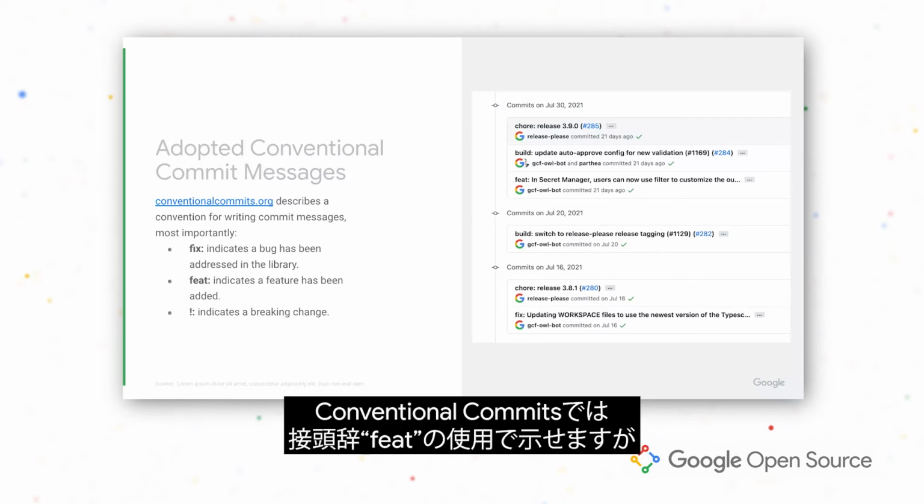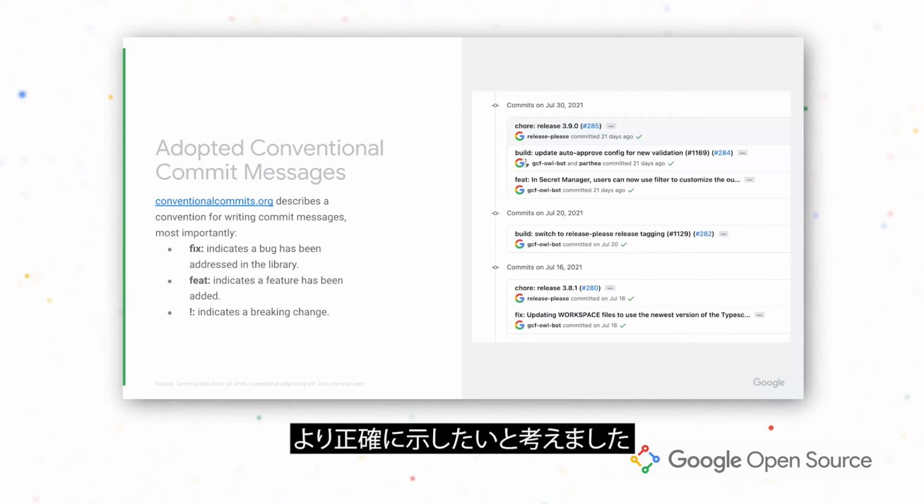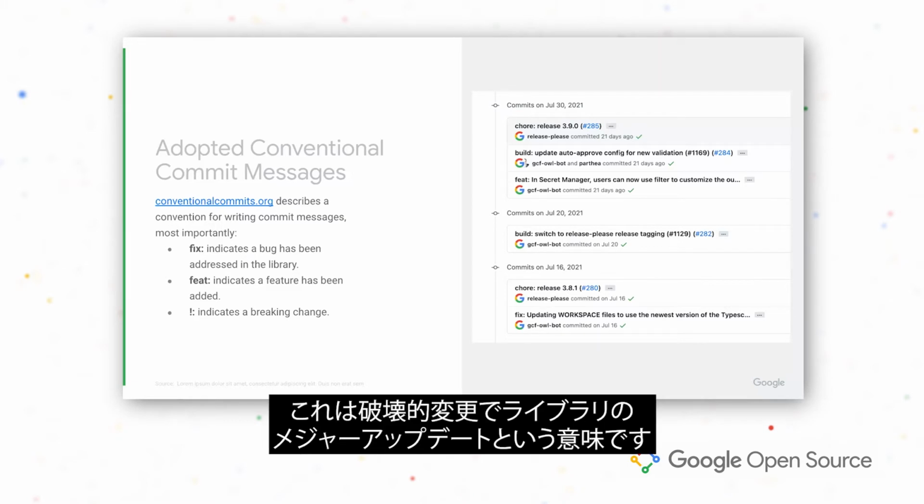Conventional commits allows you to do this with the prefix feat. And we wanted to more accurately indicate when breaking changes were coming through for our customers. So this was what the exclamation point indicates. It says that this change is breaking and should be a major update to the library.